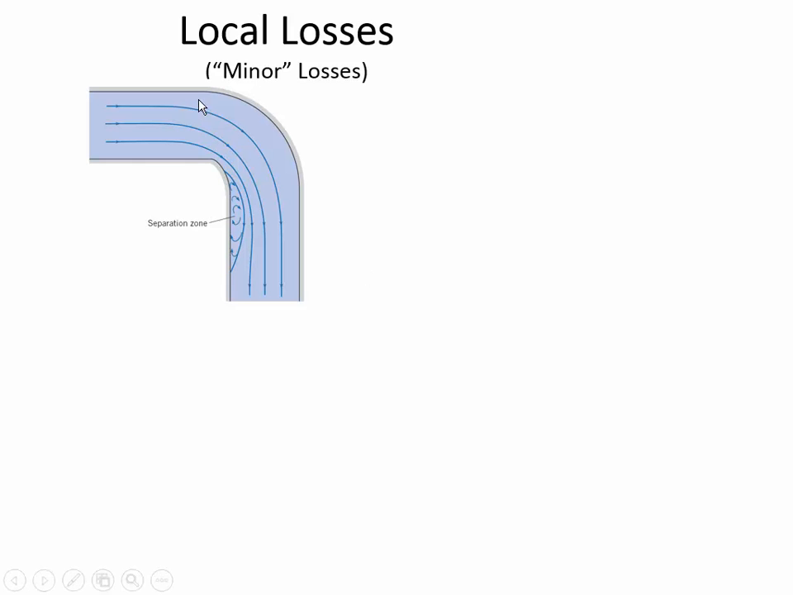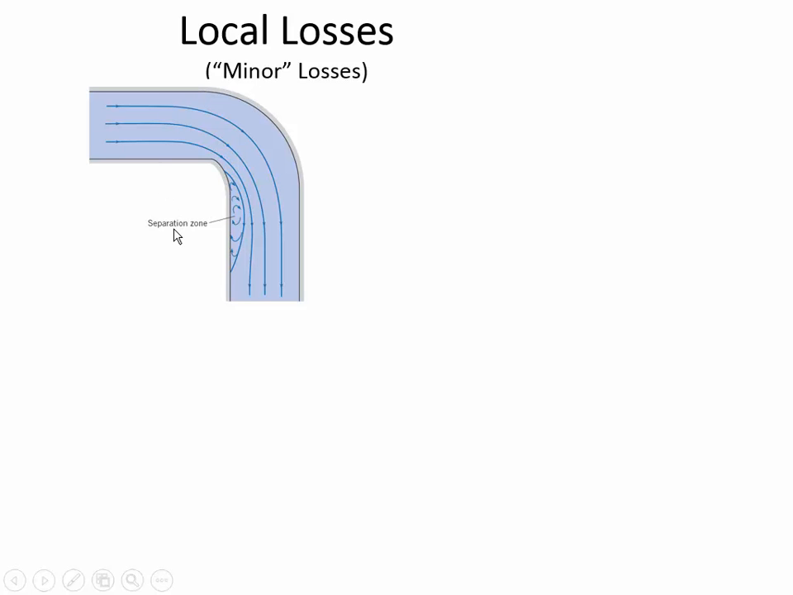You'll notice here it's calling these local losses minor losses. That's just another name for it. Sometimes they're called minor losses. The reason is that compared to friction losses, which are usually very big in magnitude, these local losses are relatively smaller. So you may lose 10 meters of head due to pipe friction compared to only 1 or 2 meters of head being lost due to things like water flowing around a bend.